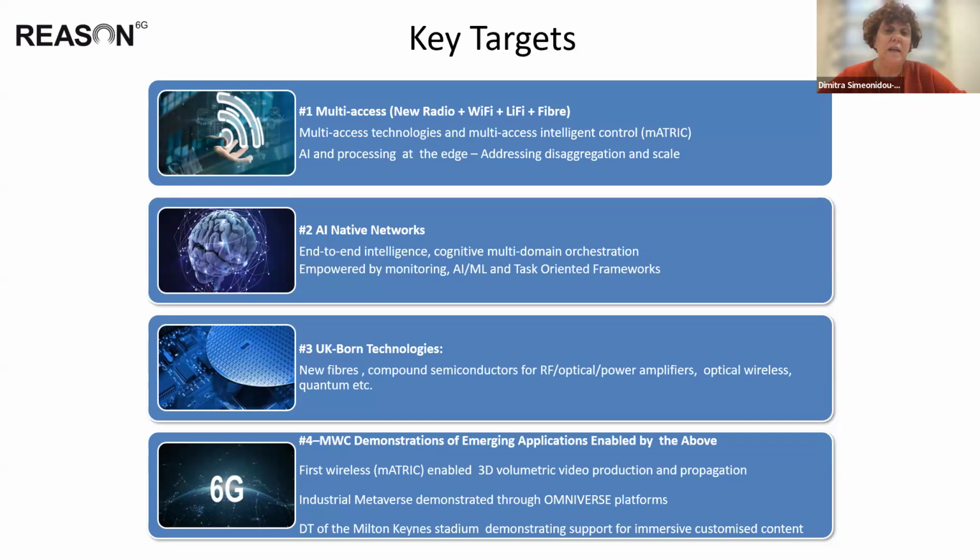The second one is AI native networks. So of course, AI is being addressed everywhere, but the stand in the REASON project is we would like to see ways of optimizing AI end-to-end.